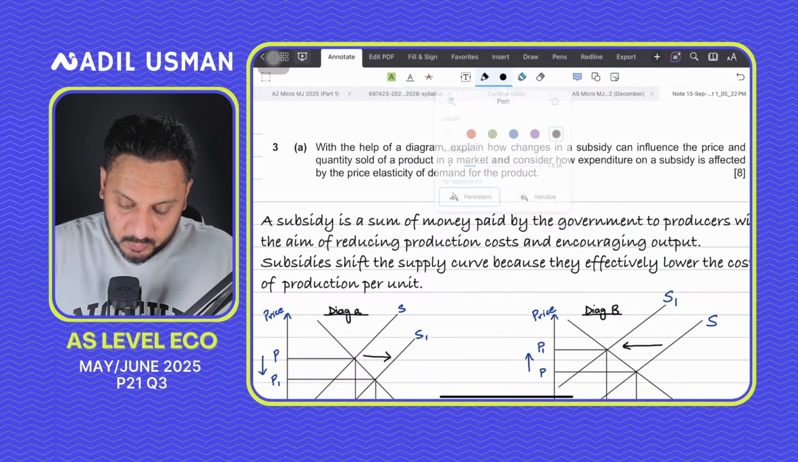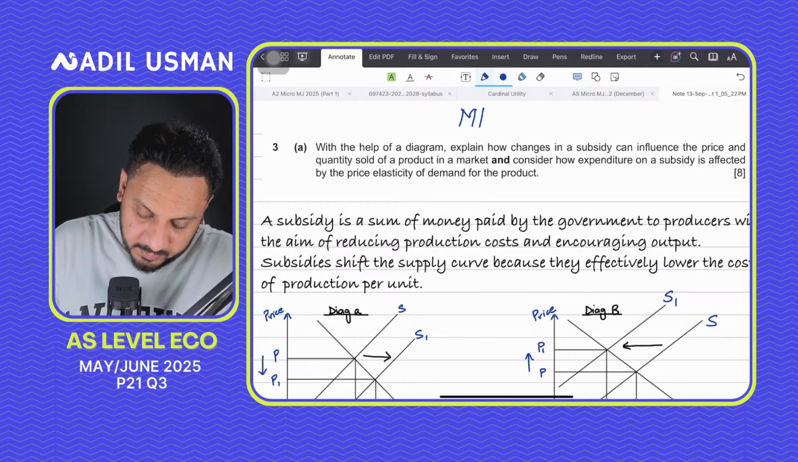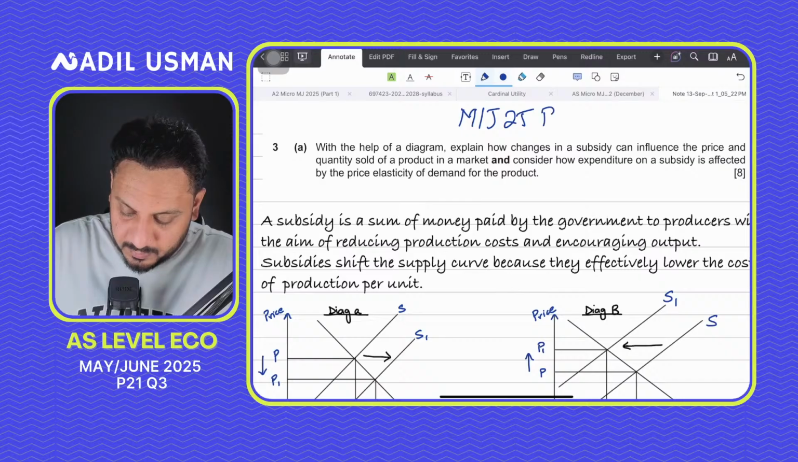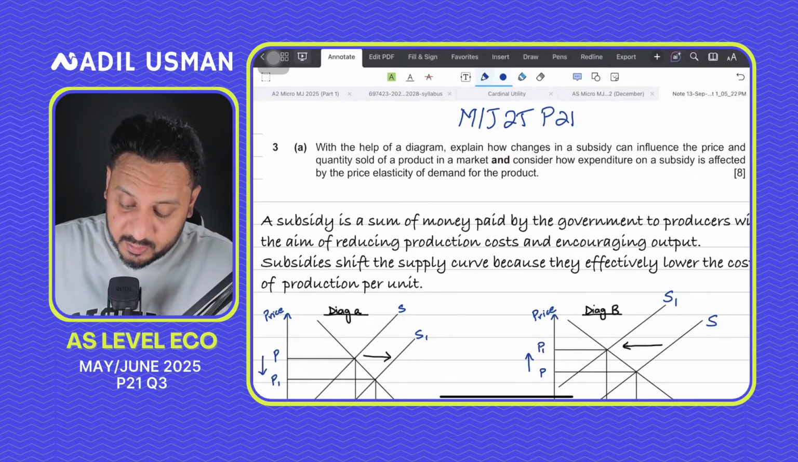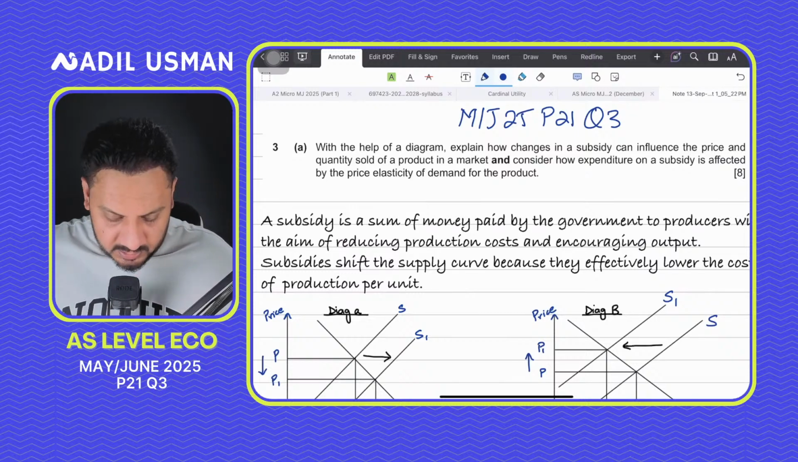So we are going to be discussing the recent paper, May June 25, paper 21. This is variant 1 and question 3. Question 2 is relatively easier, so I thought maybe not do that. Let's discuss question 3.